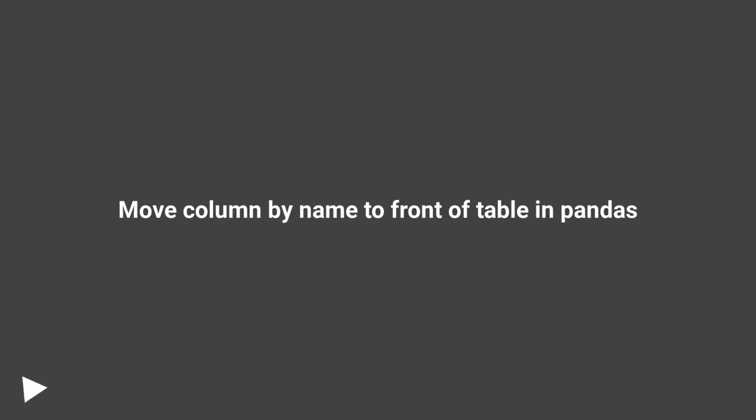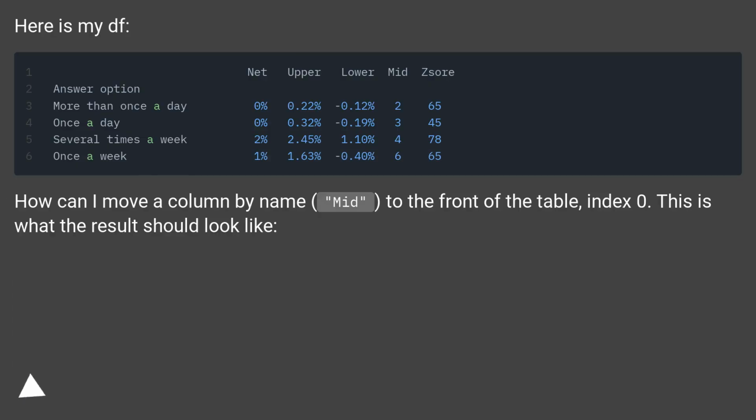Move column by name to front of table in pandas. Here is my DF. How can I move a column by name, move, to the front of the table, index 0? This is what the result should look like.